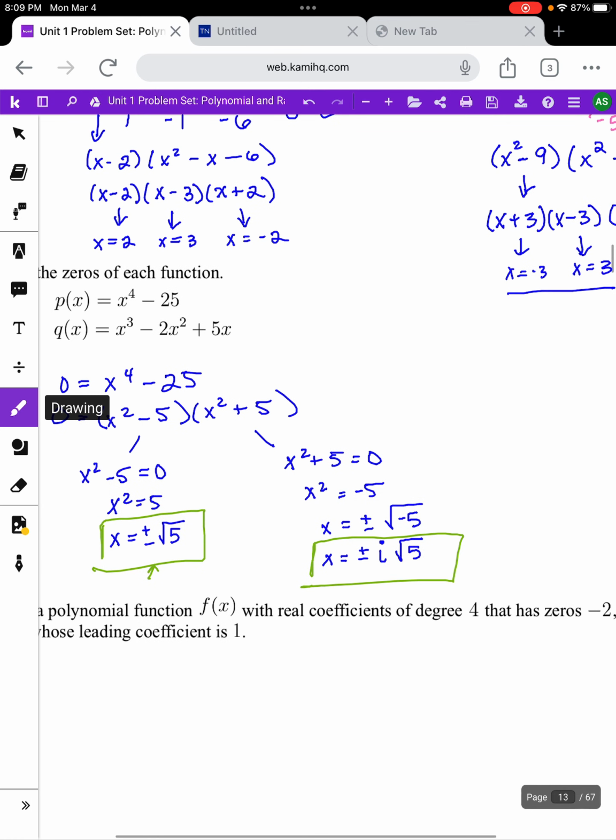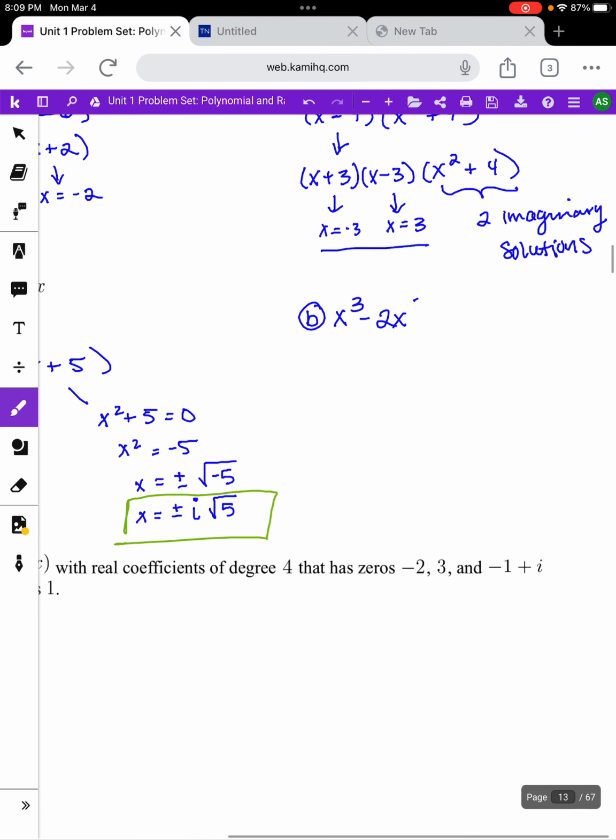All right, next one. x to the 3rd minus 2x squared plus 5x. So the first thing I'm going to do here is factor out an x, and that leaves me with x squared minus 2x plus 5. So I'm looking for two numbers that multiply to be 5 and add to negative 2. Sad face, there are none.